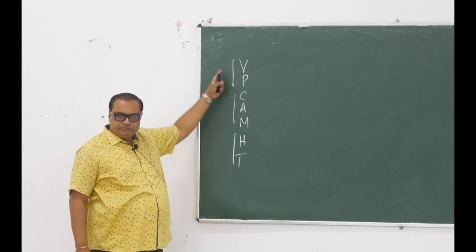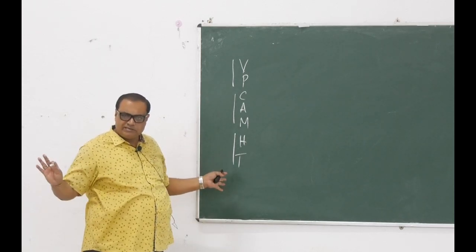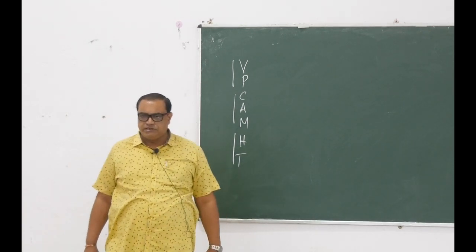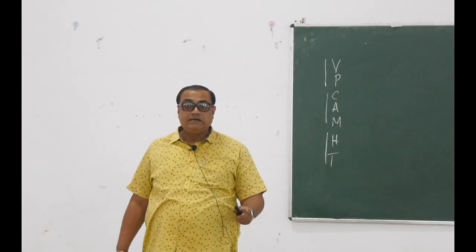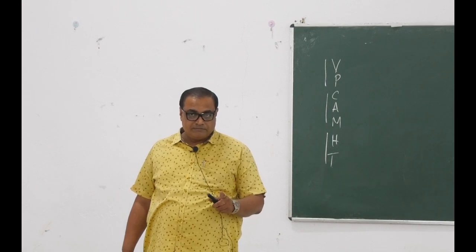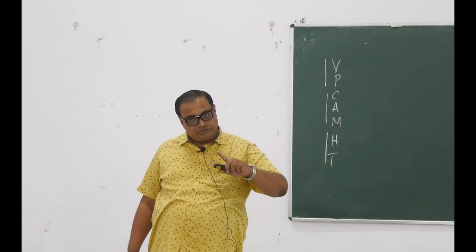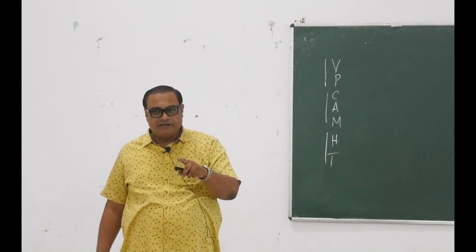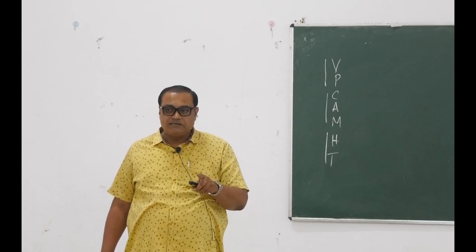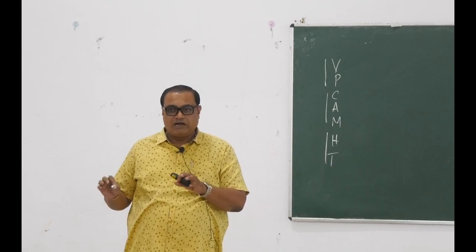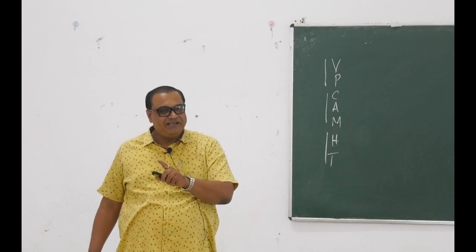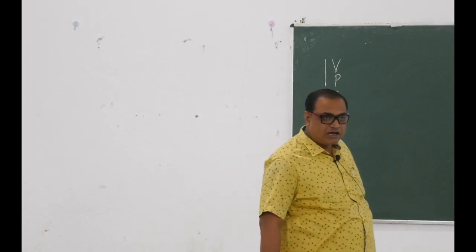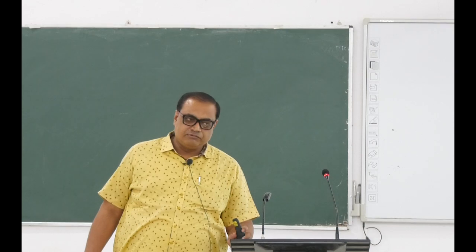VP, CAM, HT. VIP camera, Hindustan Times, whatever it is. V stands for von Gierke disease. P stands for Pompe's disease. C stands for Cori's disease. A stands for Andersen's disease. Sen, not Bengali. Switzerland is full of sense, you see the Switzerland football team. So Andersen's, then CAM. M stands for McArdle's. H stands for Hers' disease, but the heart is not affected, only the liver is affected. T for Tarui's disease. So von Gierke, Pompe's, Cori's, Andersen, McArdle's, Hers', Tarui's disease.